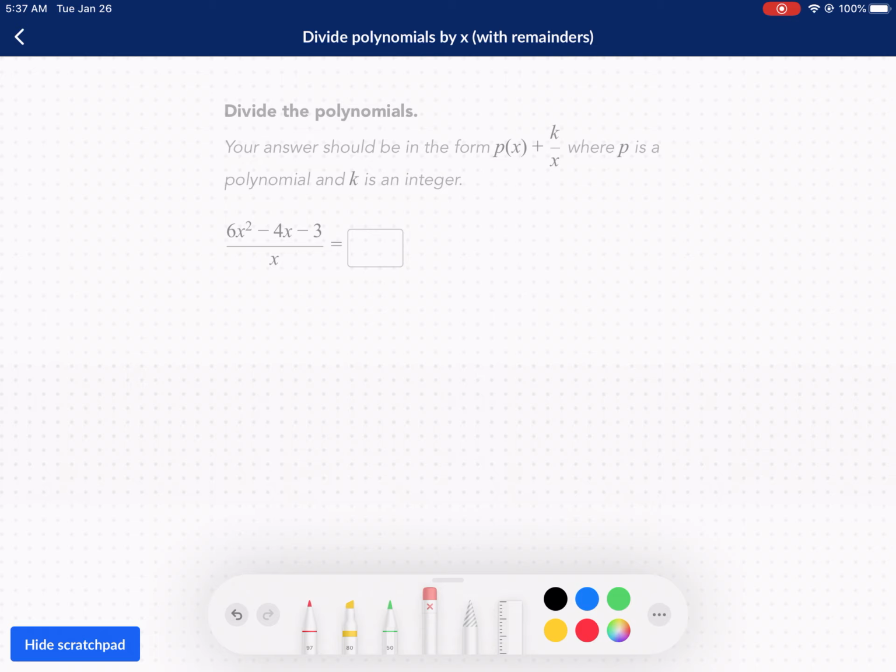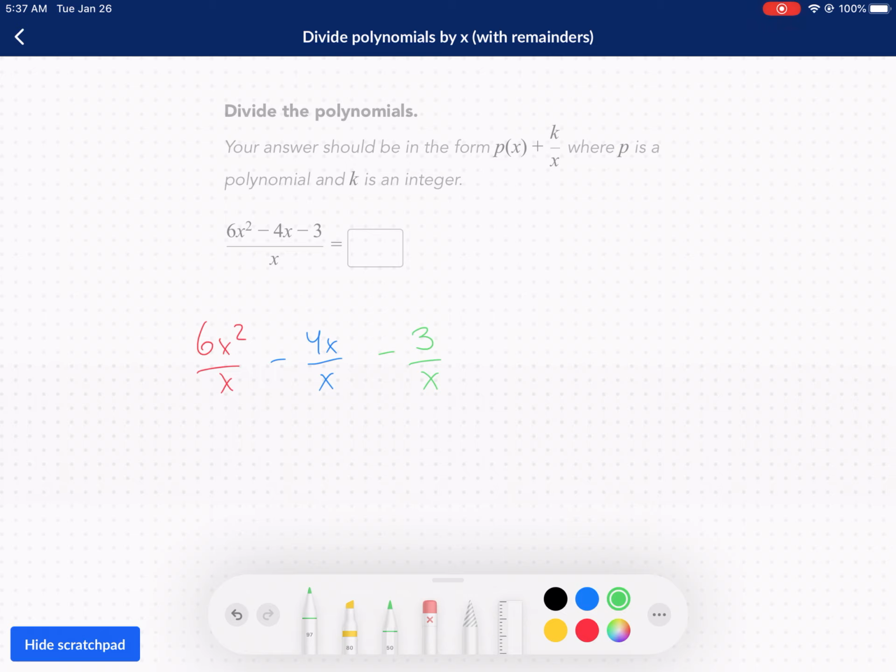Now, what we can do here is split this up. If you saw my other video, you'll see that we did this. We can split this up into three fractions: 6x squared over x minus 4x over x minus 3 over x. So you can see I just put the x under three fractions, and you can do that anytime there are multiple terms in the top with one denominator.